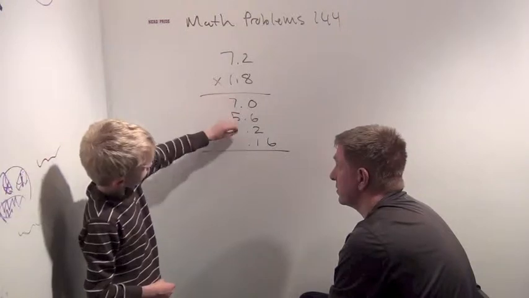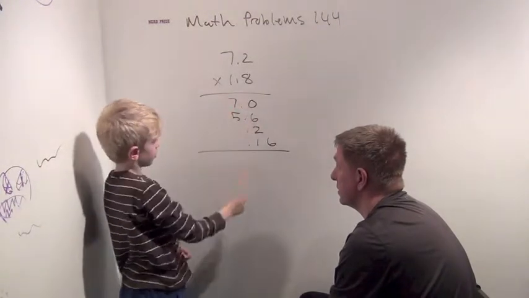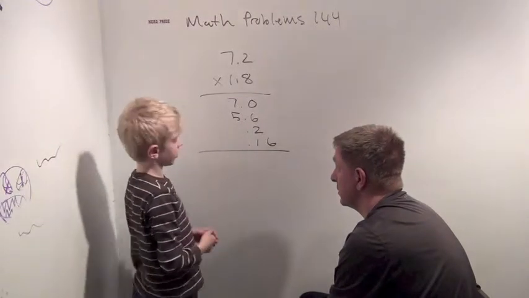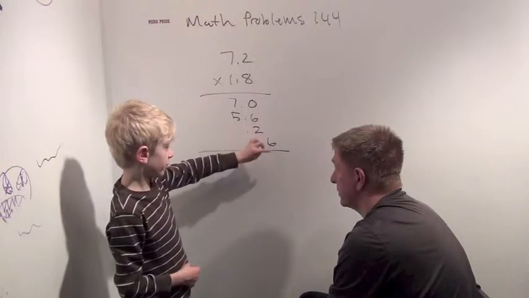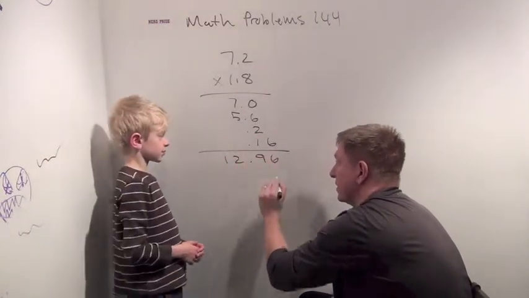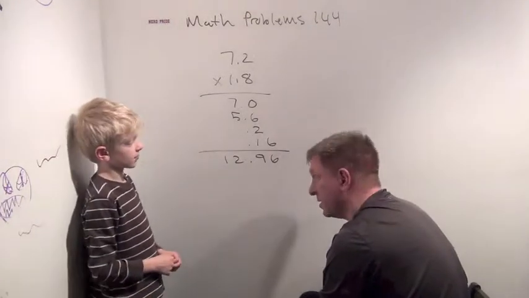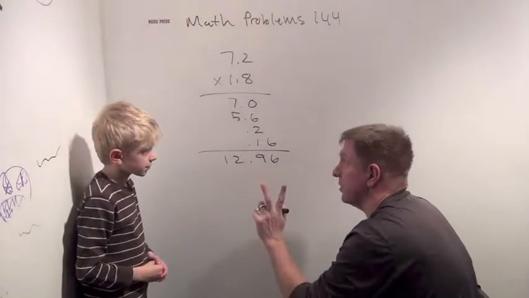So this is 12.6 here. Okay. Then plus 0.2 is 12.8, and then plus 0.16 is 12.96. Hey, pretty good. Good job. Okay, and we can check this in two different ways.